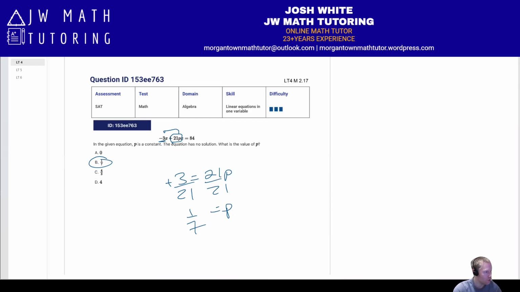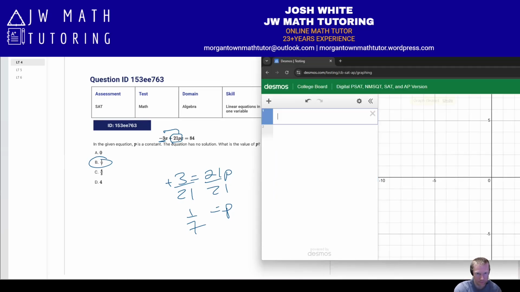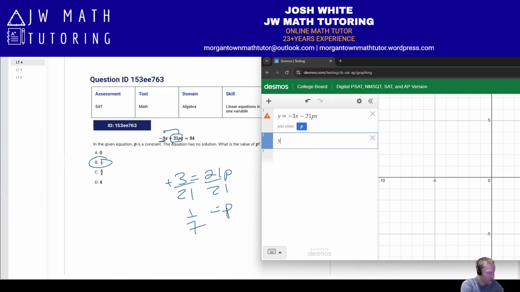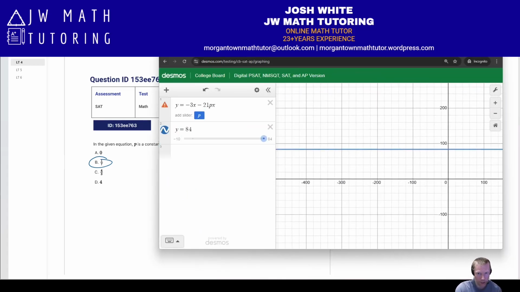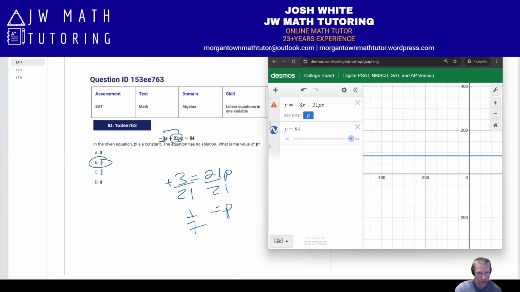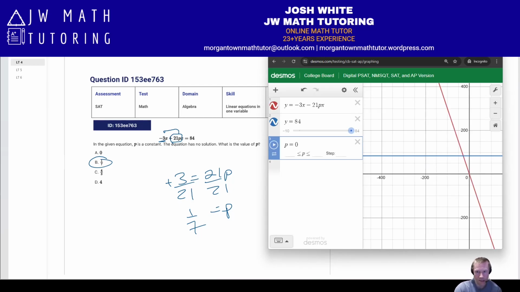Now, of course, you could just go to Desmos and just type all these in. And here's the thing to be careful with. The way I would look at this is I would type y equals left side, y equals right side. Okay? Now you're going to have to zoom out a ways because it's way up here. Here's the y equals 84 line. And then we're going to add the slider for p and we're just going to type in the various answer choices. So does this have no solution? No, it intersects right here. It does not have no solution. It's not the right answer.